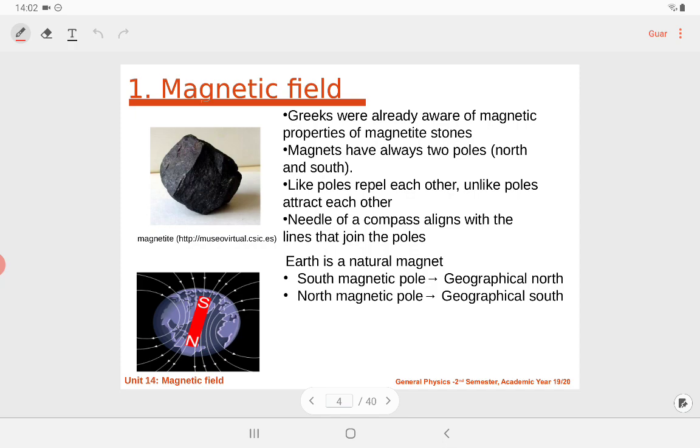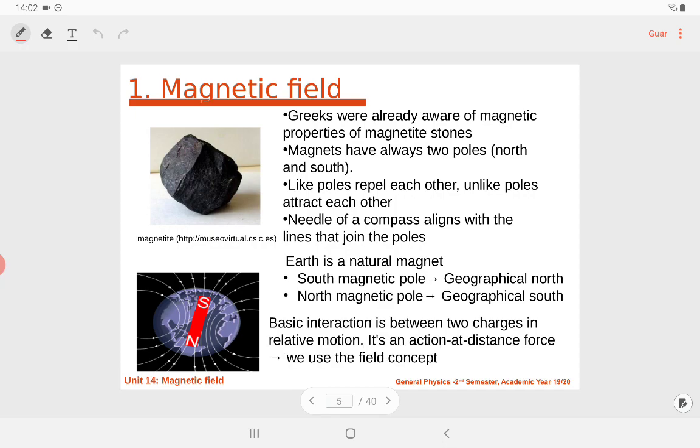The basic magnetic interaction is between two charges in relative motion. So it's another example of an action-at-a-distance force. That's why we're going to use the concept of field as we did with the electric field, and this time it's going to be the magnetic field. We're going to think that the magnetic field acts on charges that are moving, and it's going to exert a force which we will call the Lorentz force.